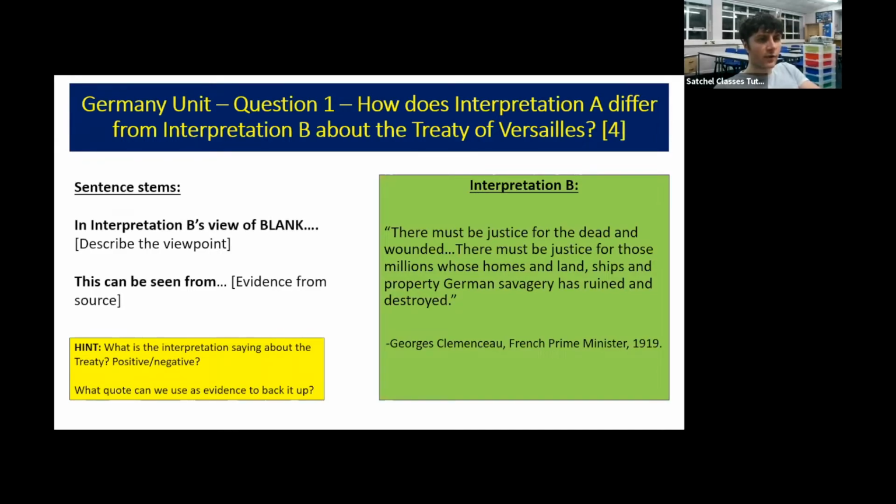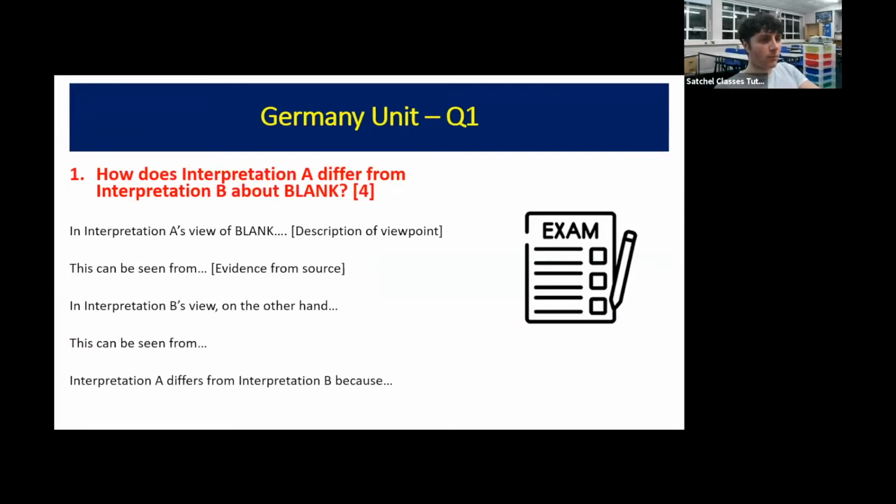So if we were using the exam sentence stems, if this was our question, we'd be saying, in interpretation B's view of the Treaty of Versailles, George Clemenceau is claiming that the treaty is a positive thing. This can be seen from the quotation, there must be justice for the dead and wounded. That would get us our 1 and 2 marks for this half. So overall, we've now got 4 out of 4.